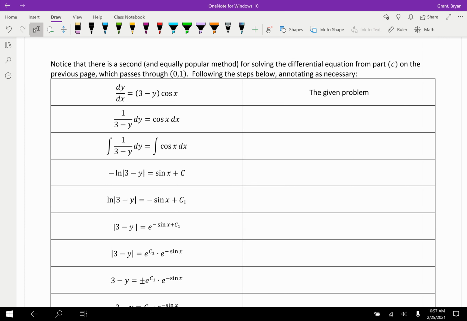I don't like it because I think they do too much with the constant. But let's see if we can follow through. So, first step, we of course separated the variables, right? Separated variables. Okay, next step is we introduced the integral symbol. Next step, we took the antiderivative. And cool, we're looking good so far.